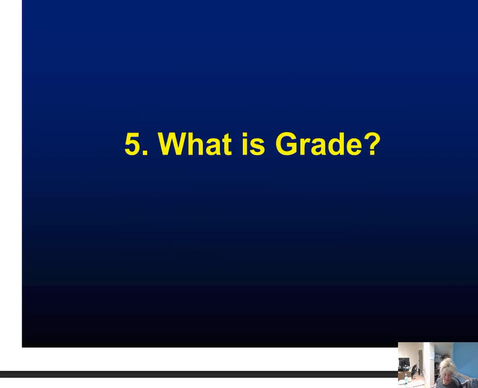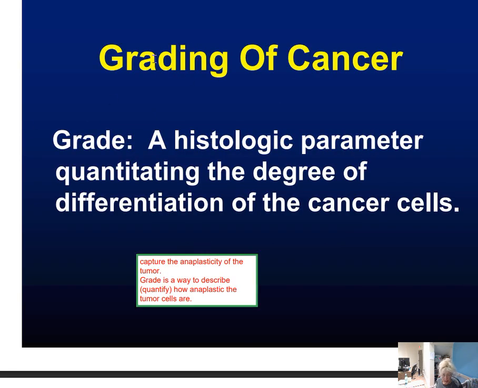Grade. Okay. Grading is a histological parameter quantifying the degree of differentiation of the cancer cell. So capture the anaplasticity of the tumor. A grade is the way to describe or quantify how bad or anaplastic the tumor cells are, or how much from normal they differ, if that makes sense.